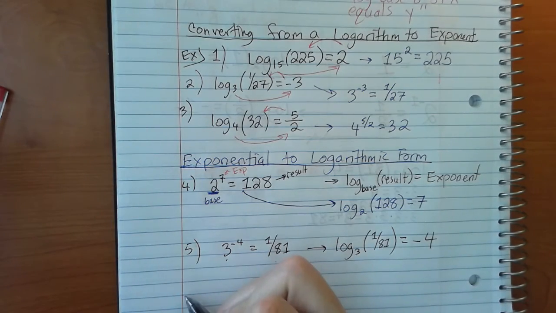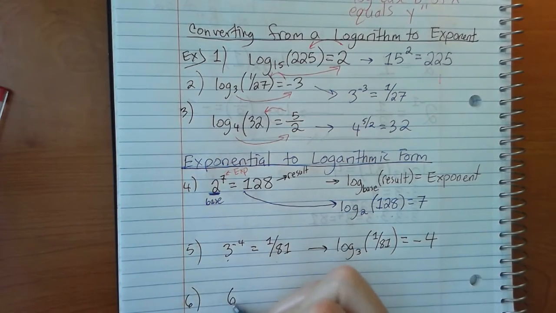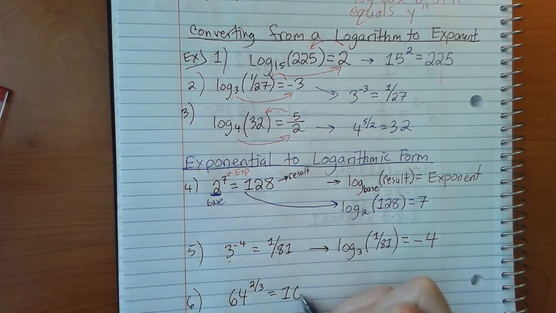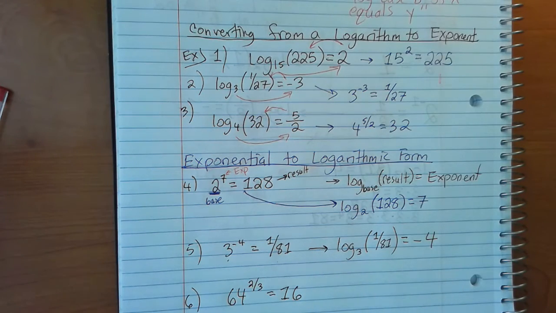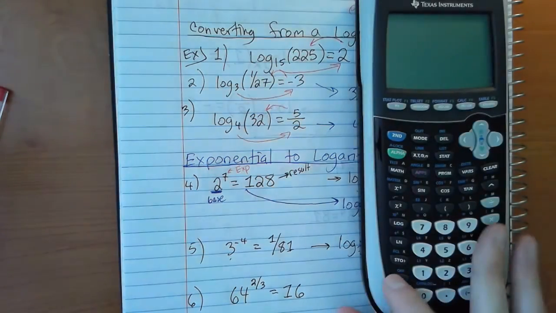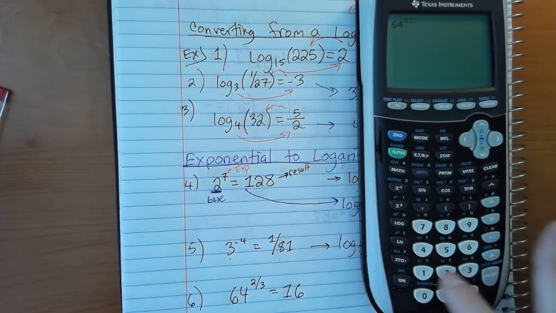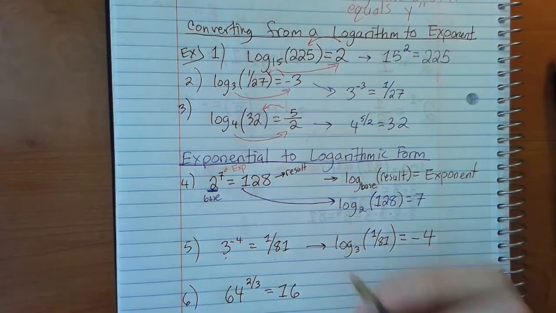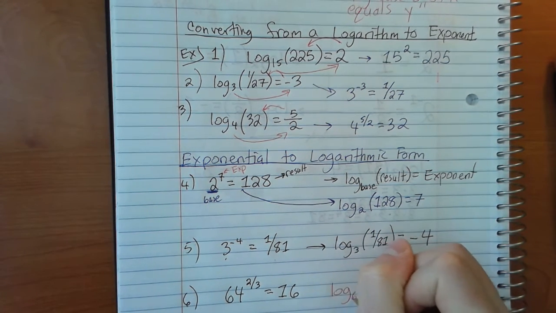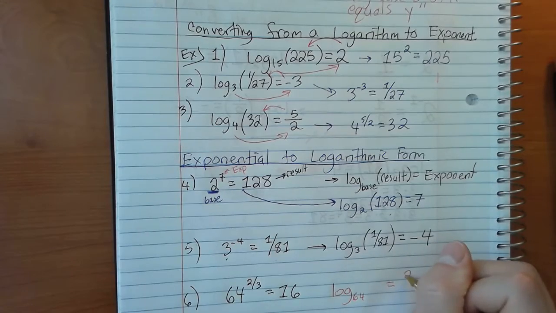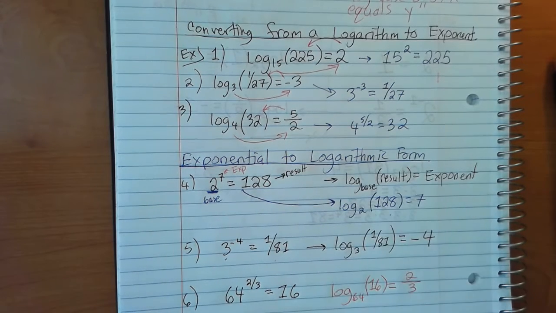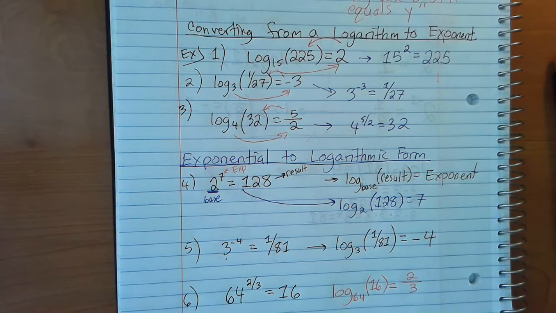For number 6 of this, we have 64 to the power of 2/3 is equal to 16. If I put that in my calculator, I know that's true: 64 to the power of 2 over 3 equals 16. All I need to remember is the base is 64, log base 64. The answer is going to be my exponent, and the only thing left is the result. A different way to think of it, but it's a good way to remember what order they're going in.